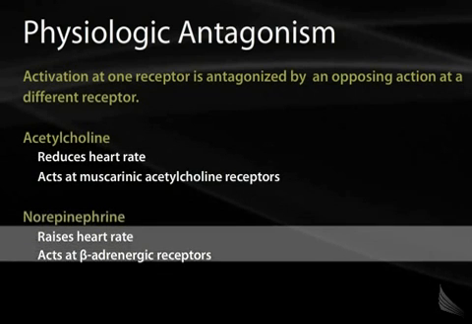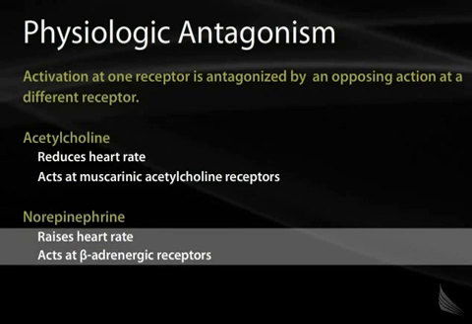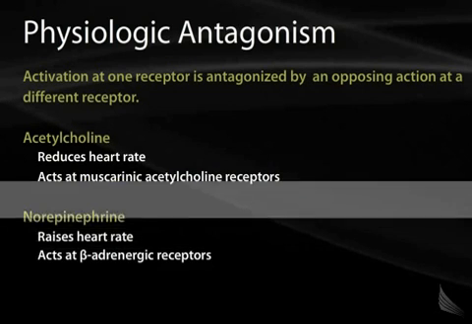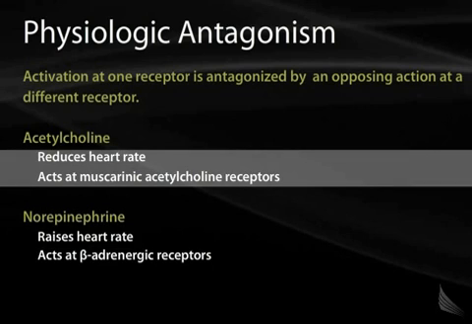Norepinephrine binding to the beta receptor will increase heart rate. However, acetylcholine binding to the muscarinic receptor will block this response by decreasing heart rate. Two different receptors causing physiologic antagonism.